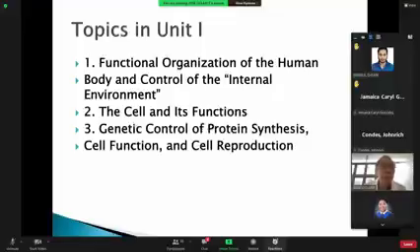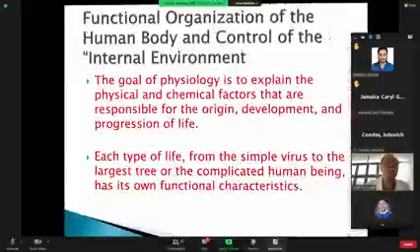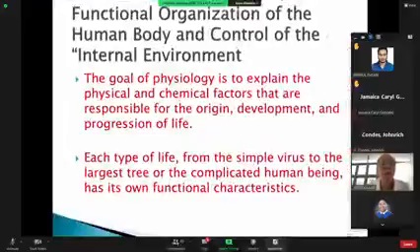Chapter 2 is the cell and its functions. Chapter 3 is genetic control and protein synthesis. And then I think transport of molecules is in chapter 4 or 5. So, the functional organization of the human body and the control of the internal environment.